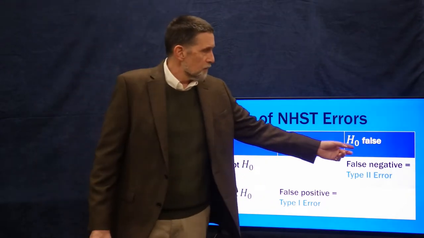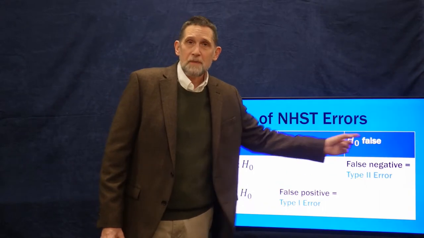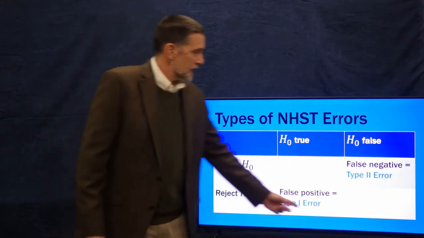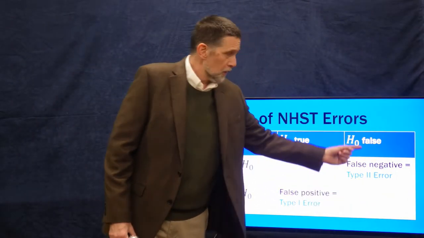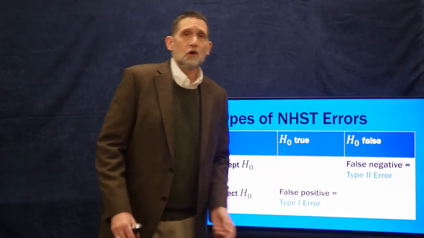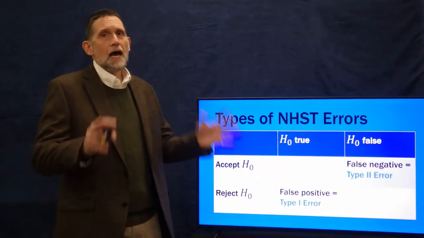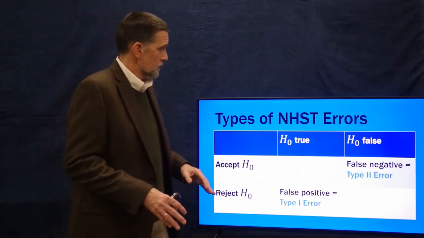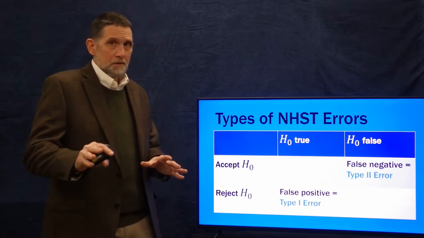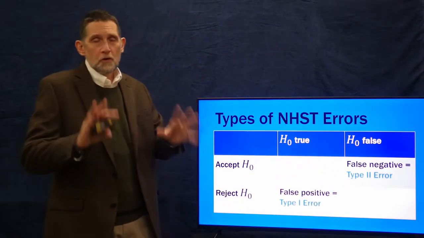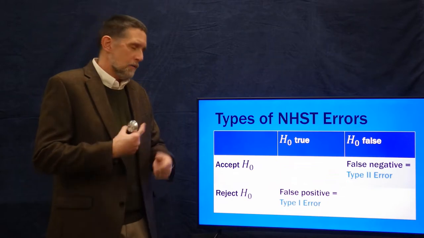Let's say that we have a false null hypothesis, that there's a pattern there. If we reject that, then that's fine. We should. The null hypothesis is false. We should reject it. If we accept it, then we have a false negative, where we're not seeing a pattern where we should be seeing one. That's another problem that we can address if we can identify it, identify a type 2 error. There are things we can do to address that.